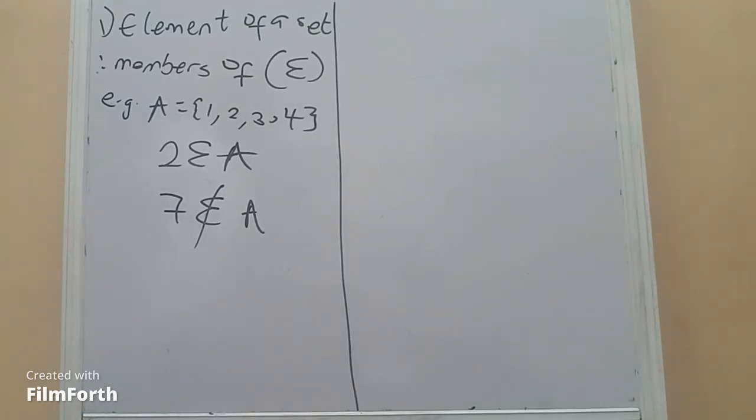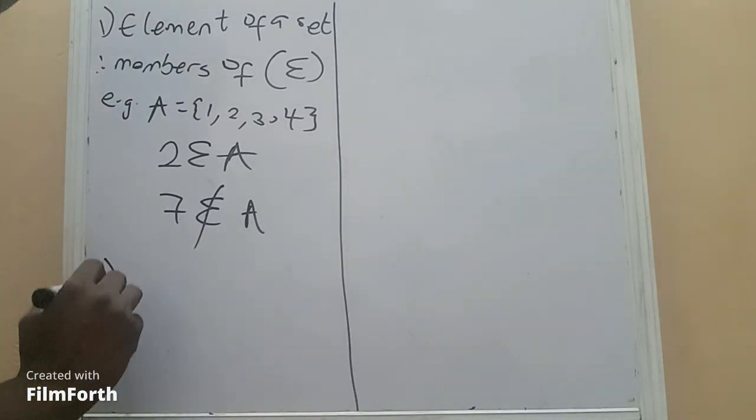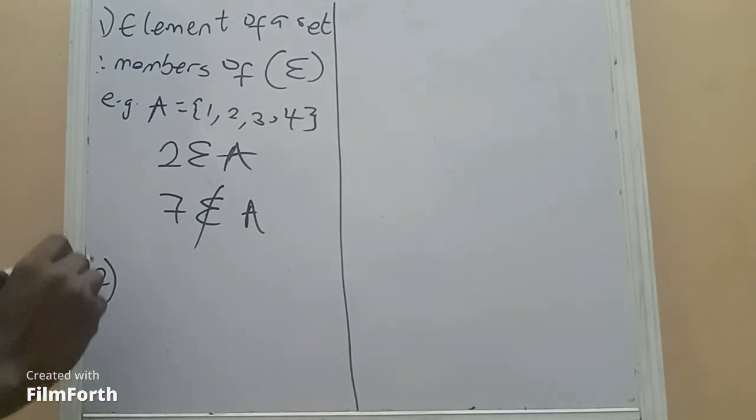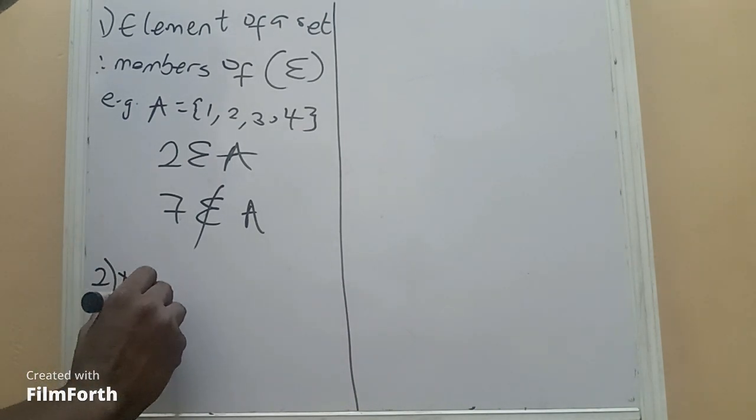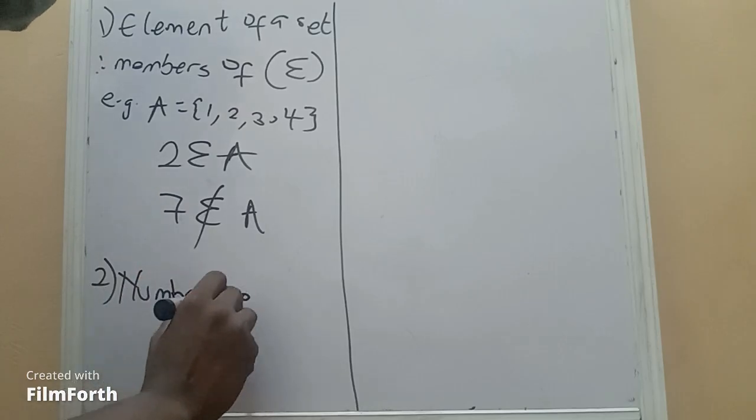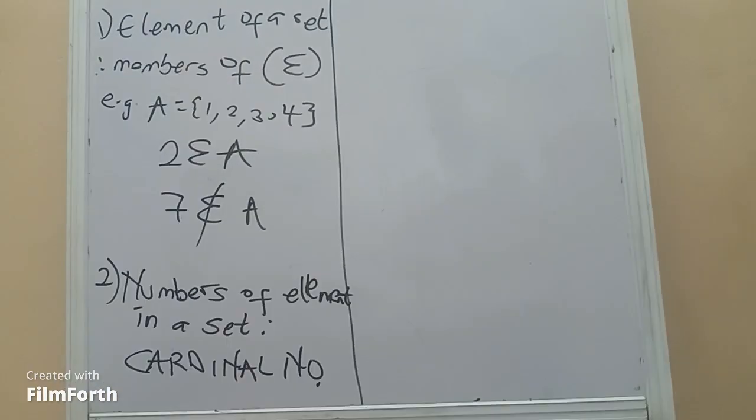So having done that, we move to the next terminology in set theory, which is the number of elements in a set. In secondary school, many of us might not know this because we were not taught. When we talk about the number of elements in a set, we are talking about the cardinal number. That is, what is the number of elements in this particular set? We list out the elements in that set, but give it a particular number.